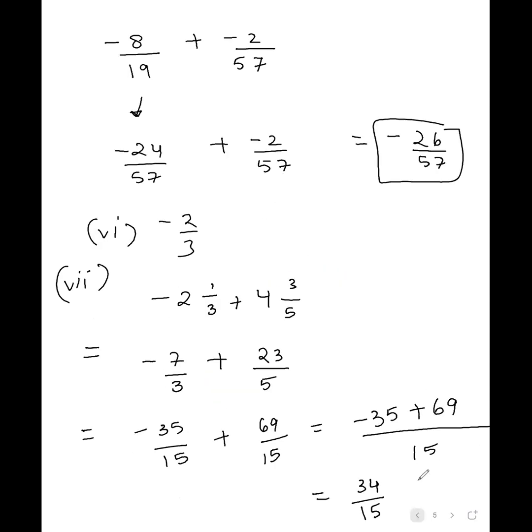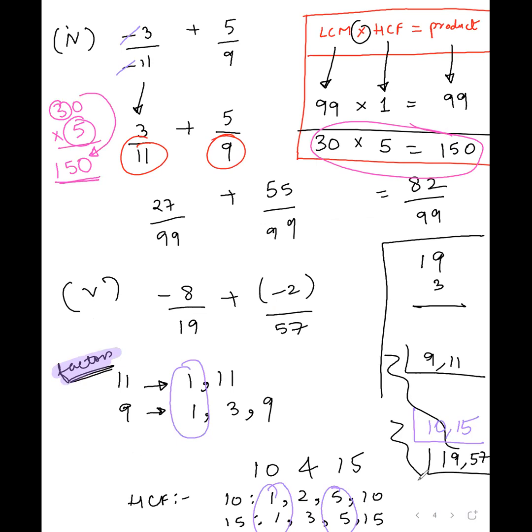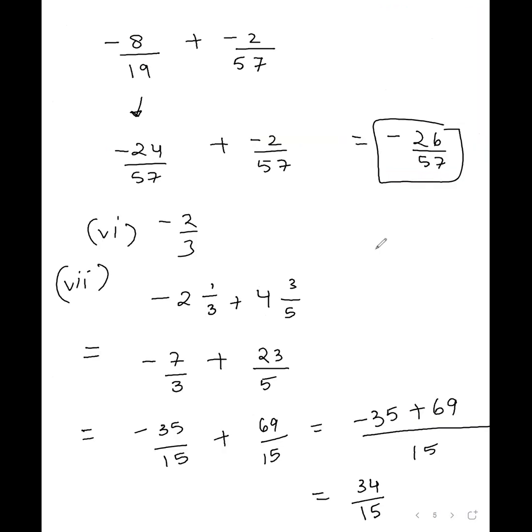Wait, in the first question, the fifth part, how is the answer -26/57? You yourself told me the answer -26/57, Hiba. What do we have? -24 -2. Right? I'm sorry. Yeah. -24 -2. Up to here it's clear? Yeah.